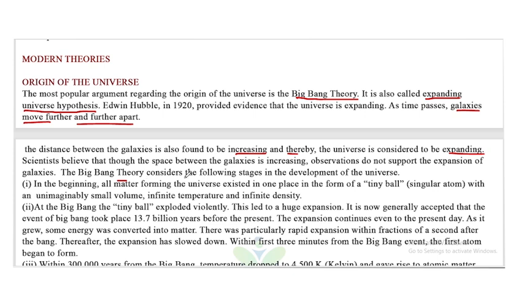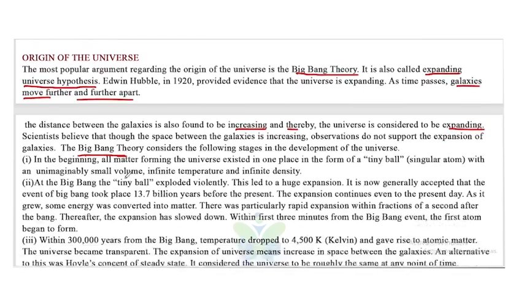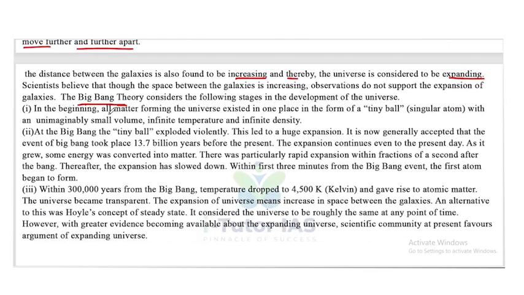The Big Bang theory considered the following stages in the development of the universe. Now let's discuss the Big Bang theory. First one, in the beginning, all matter forming the universe existed in one place in the form of a tiny ball, a singular atom, with an unimaginably small volume, infinite temperature and infinite density.